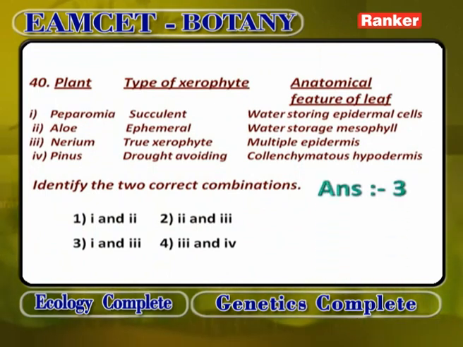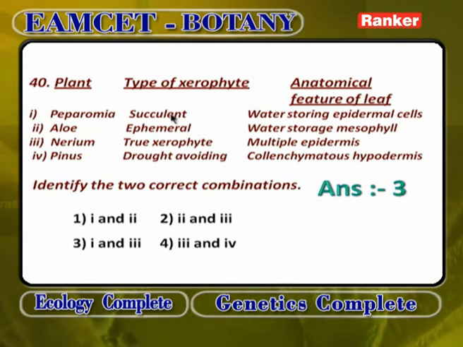Another 3 column. Peperomia, succulent plant, water storing epidermal cells. Aloe, ephemeral plant, water storing mesophyll. Nerium, trooxerophyte, multiple epidermis. Pinus, drought avoiding, sclerenchymatous hypodermis. Coming to the answer: 1 and 3.